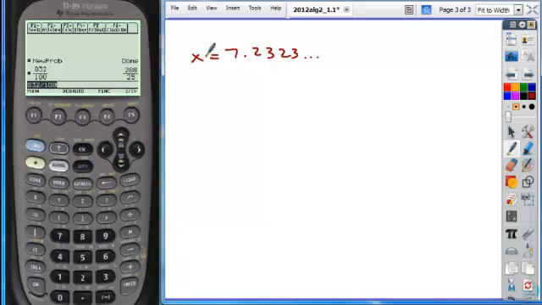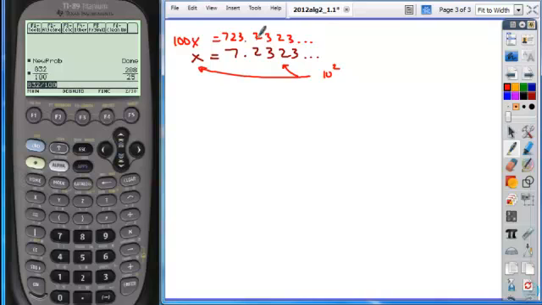The second step, we find how many digits repeat. How many digits are repeating here? 2. So we're going to take 10 to that power and multiply both sides of this equation. What is 10 squared? 100. So 100 times x gives us 100x. And when we multiply this by 100, we move the decimal 2 places to the right, so we get 723.2323 repeating.